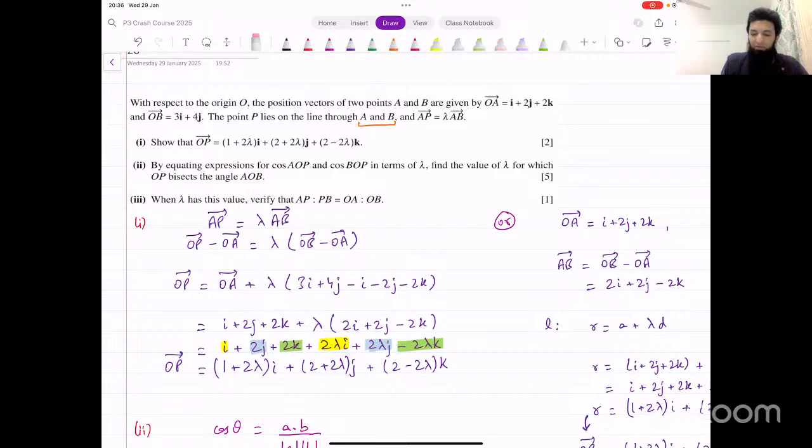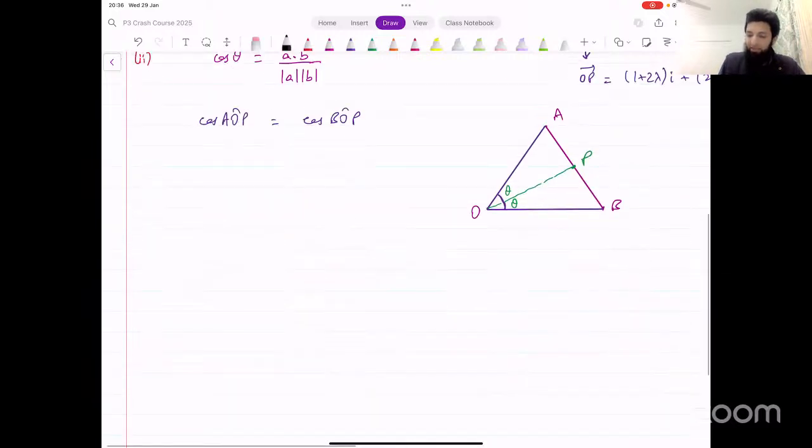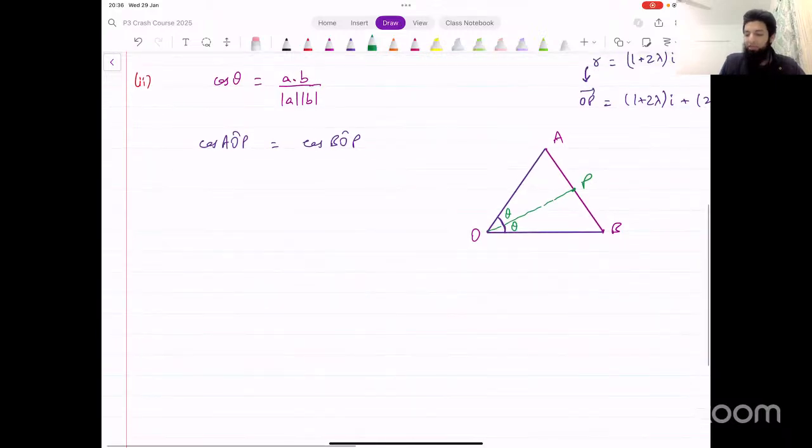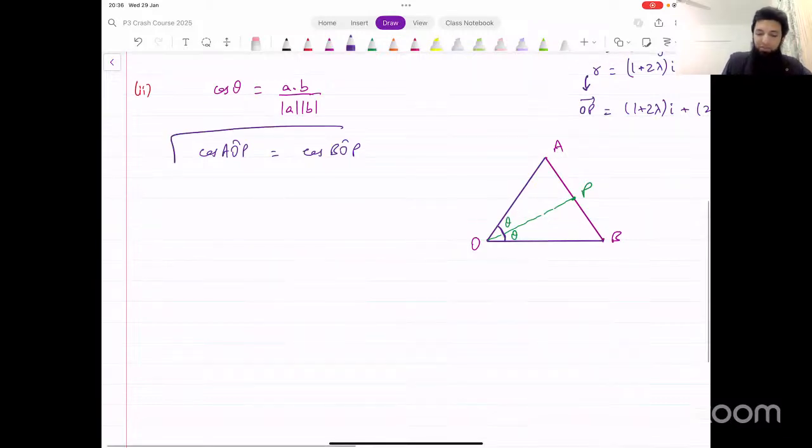They could also just not give you any hint here, and they could have just asked you to find the value of lambda for which OP bisects the angle AOB. They could just say this as well. It was possible, right? And then you would have to think yourself that if OP is bisecting AOB, that means that this angle and this angle should be equal. And you would yourself have to think of equating these two expressions, right?